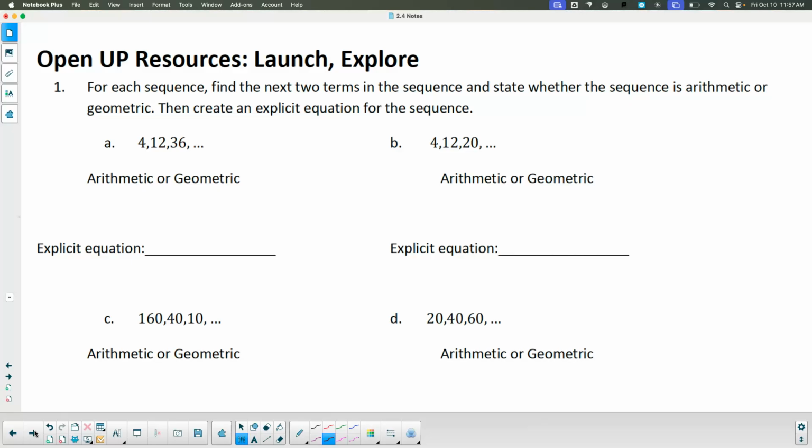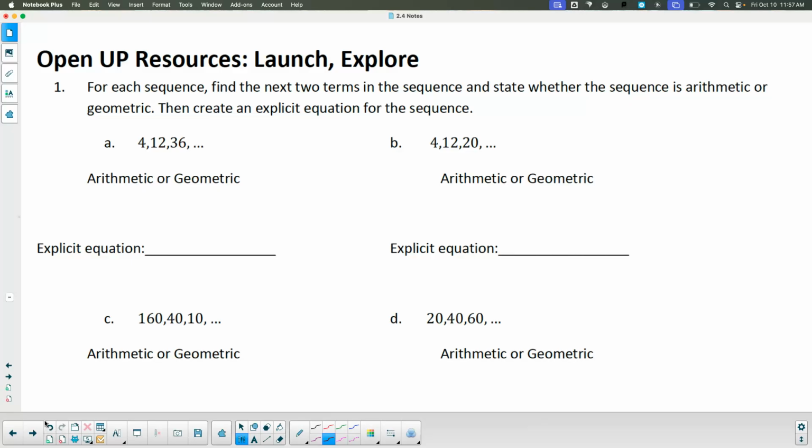What I would like you to do now is I'll give you about 4 minutes. Well, actually, we'll call it 5 minutes. Ms. Federici will pause the video again. We'll have 5 minutes here to do these 4. Are they arithmetic or are they geometric? And what is their explicit equation problems?